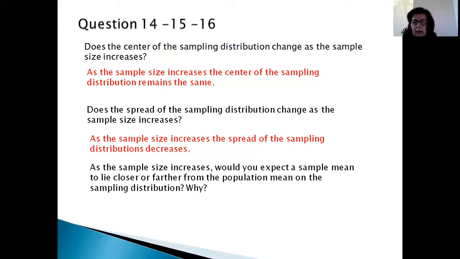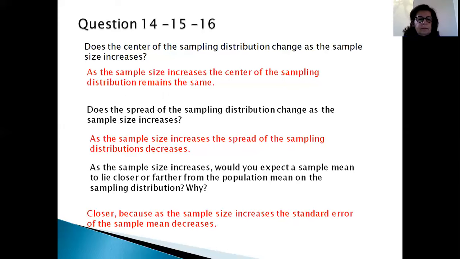how can we answer this question? Would we expect the sample mean to lie closer or farther from the population mean, which is the mean of the sampling distribution? Closer, because as the sample size increases, the standard error of the sample mean decreases. Or because as the sample size increases, the standard deviation of the sampling distribution decreases.